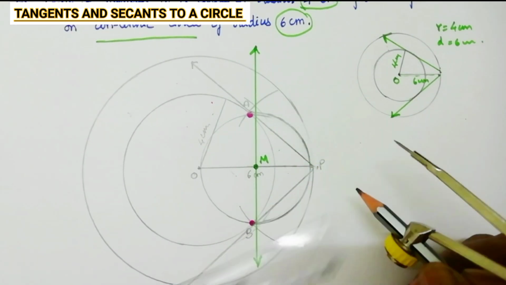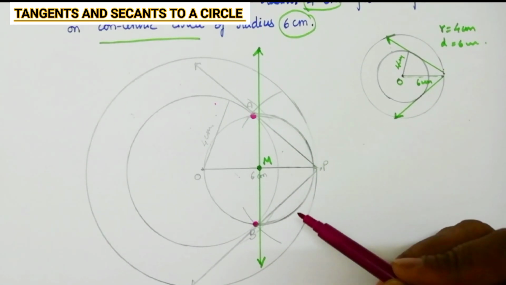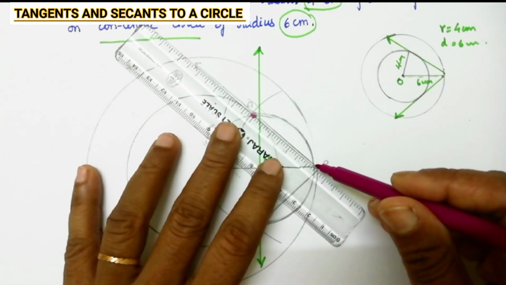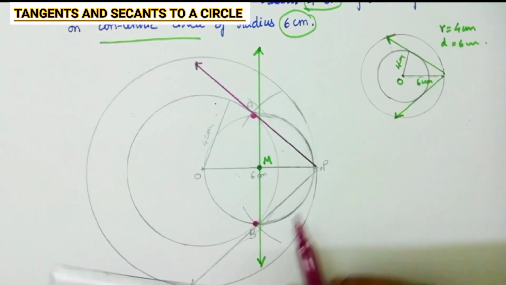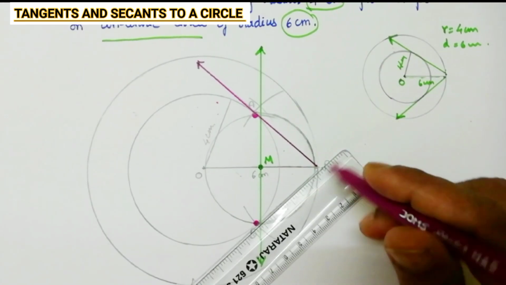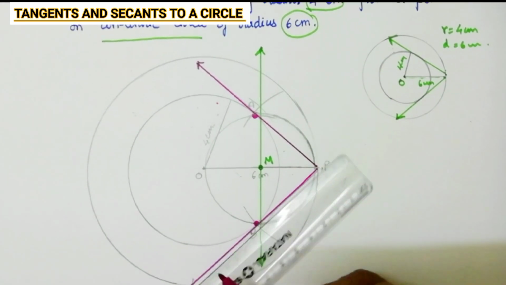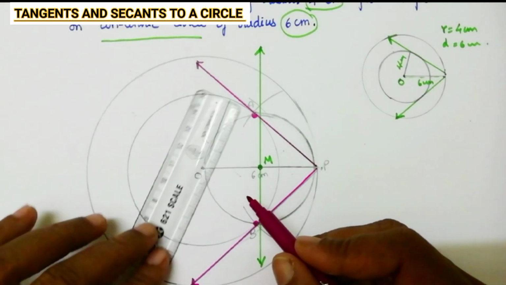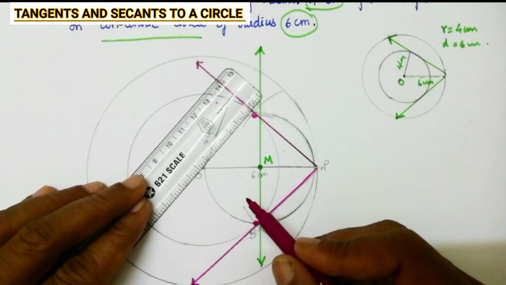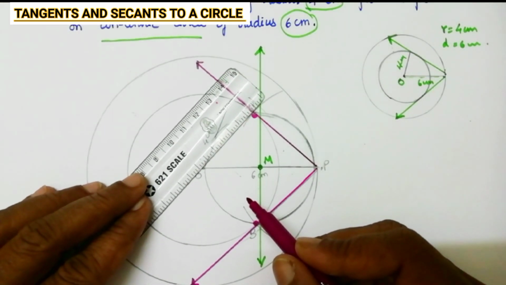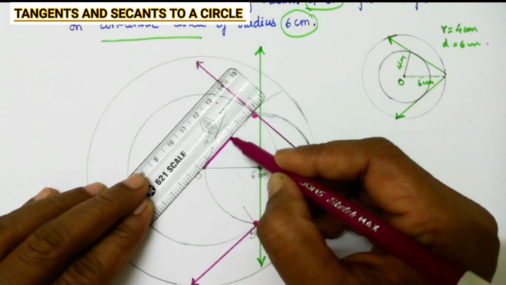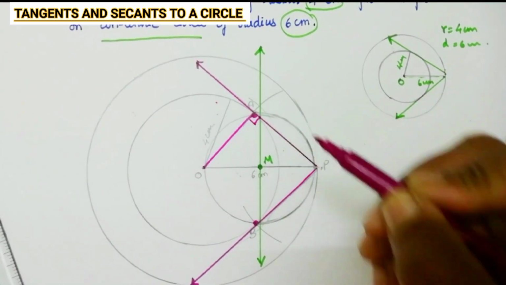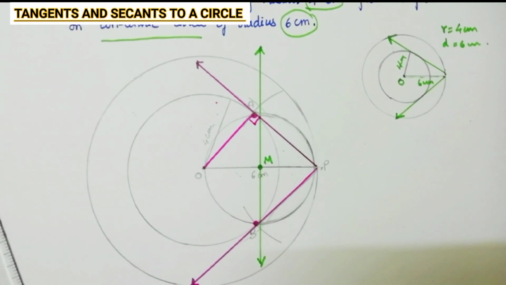Join PA and PB. These two are the tangents. To highlight, you can use any color pencils so that it looks attractive. PA is one tangent and PB is another tangent. So this is how we draw tangents for concentric circles. If you want to verify, take a radius which is perpendicular to this tangent. It forms 90 degrees here as it is the point of contact.